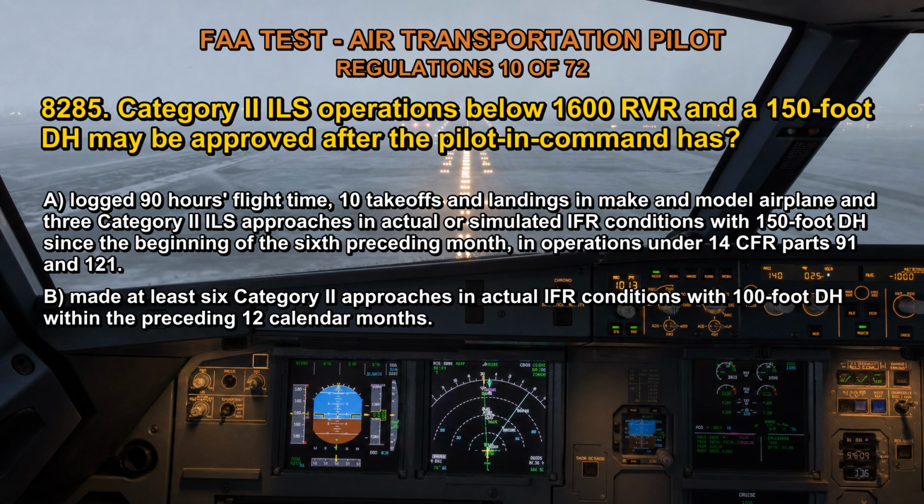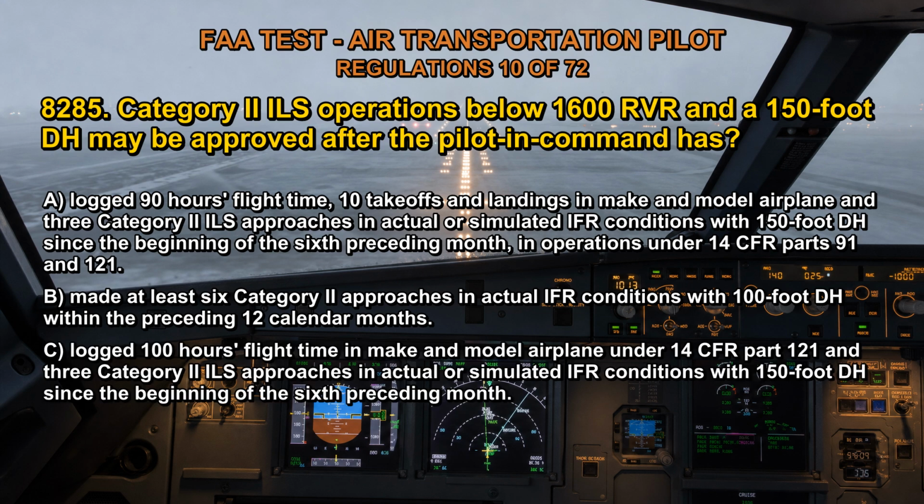B. Made at least 6 Category II approaches in actual IFR conditions with 100-foot DH within the preceding 12 calendar months. C. Logged 100 hours flight time in make and model airplane under 14 CFR Part 121 and 3 Category II ILS approaches in actual or simulated IFR conditions with 150-foot DH since the beginning of the 6th preceding month.